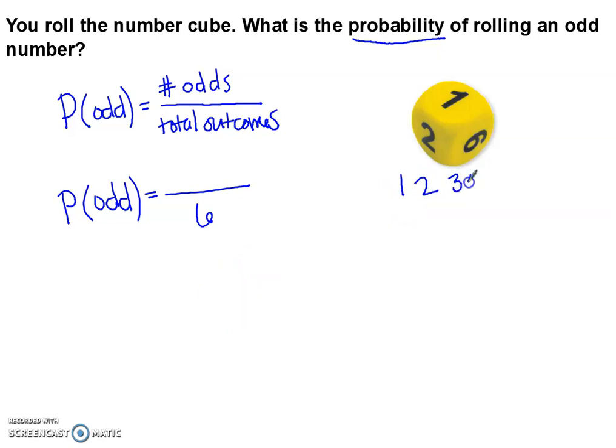How many of those outcomes are odd? I'm going to make a list right here. 1, 2, 3, 4, 5, 6. 1 is odd, 3 is odd, 5 is odd. 3 of the outcomes are odd. So the probability is 3/6. But you can reduce that. You can reduce that to 1/2.